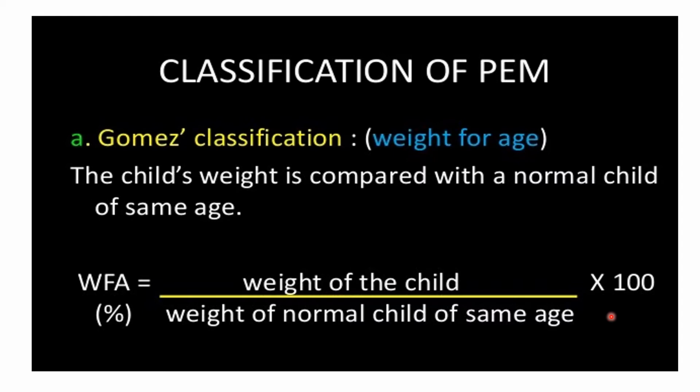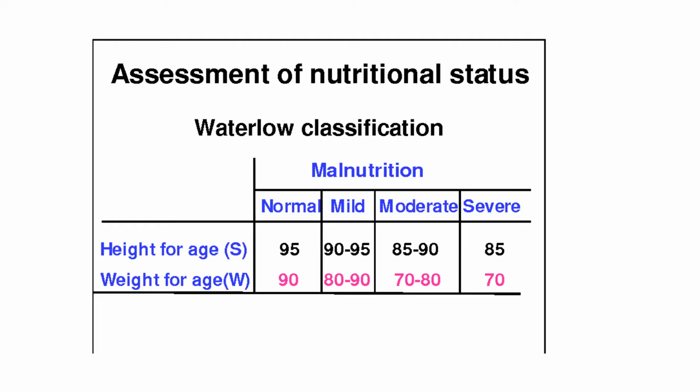With this percentage, if it comes more than 90%, it means it is in the normal condition. Okay, like that we classify the children according to weight for age. Similarly, we have the standards for height also.